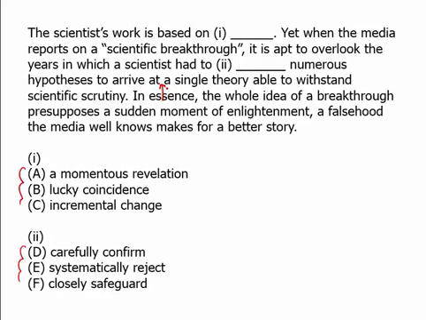So let's continue where that arrow is. Arrive at a single theory able to withstand scientific scrutiny. In essence, the whole idea of a breakthrough presupposes a sudden moment of enlightenment, a falsehood. Aha, the idea of a breakthrough is a falsehood. That's important. You take those 2 ideas and you go to the first blank. Aha, the scientist's work is actually not based on this falsehood of a sudden breakthrough, sudden moment of enlightenment, but it's something that's the opposite of that, something that's based on incremental change. Slow growth would be a good word or words to come up with your own blank.